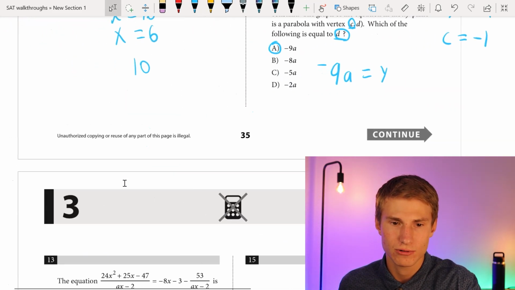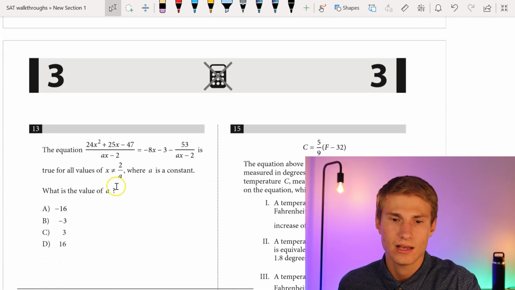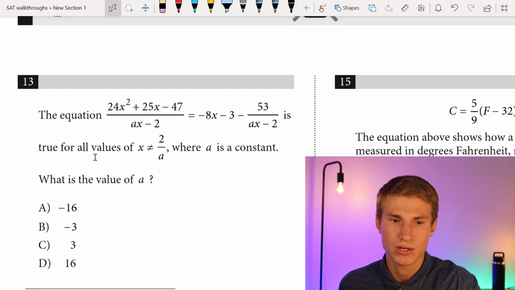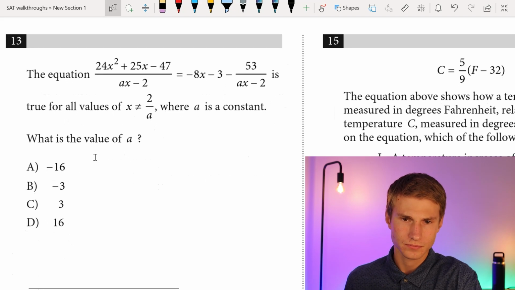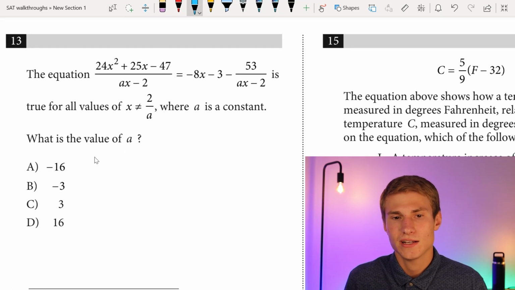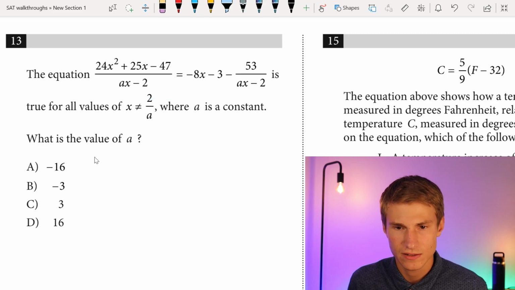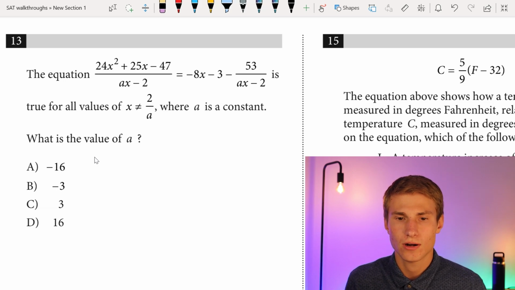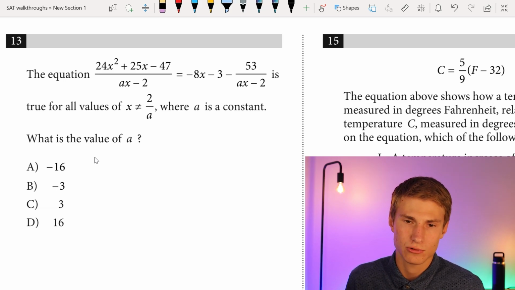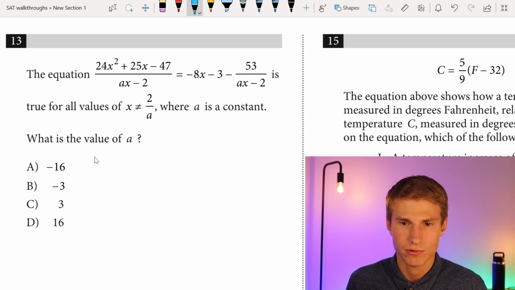All right, so the key part there was recognizing that the x-coordinate of our vertex is in the middle of our zeros. All right, number 13. We've got an equation, and it's being set equal to something. You're probably thinking this is going to be really difficult. It's not. I'm going to show you how you can solve this question super easily. So it's true for all values of x where x cannot equal 2 over a. A is a constant. What is the value of a?